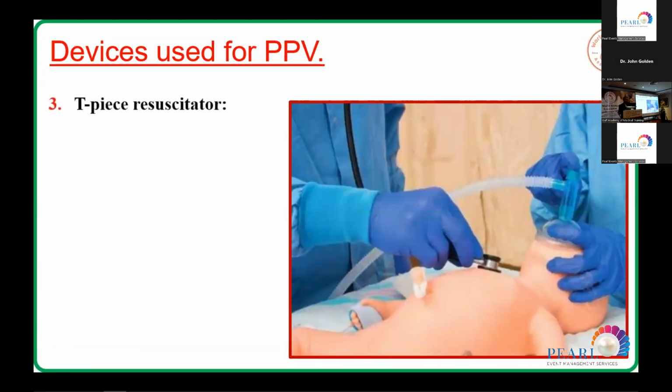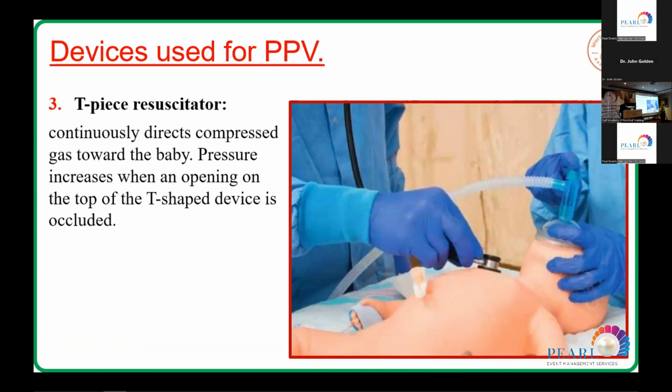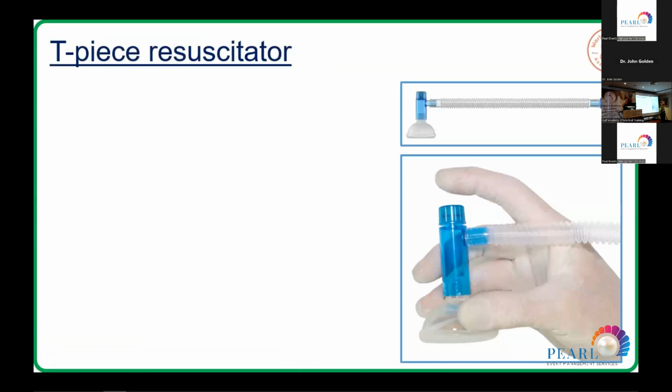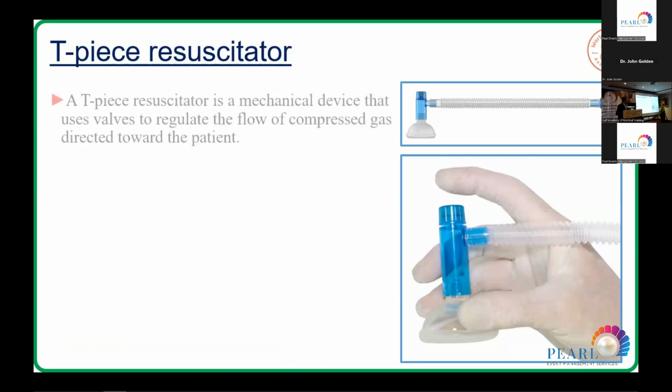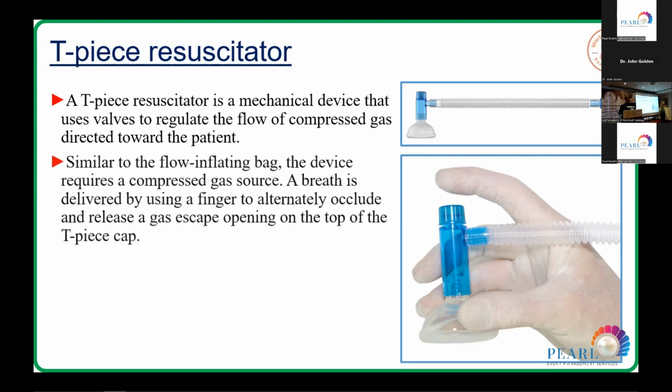The third one is the T-piece resuscitator. It continuously directs the compressed gas toward the baby. Pressure increases when the opening on the top of the T-shaped device is occluded. This is the machine of it. A T-piece resuscitator is a mechanical device that uses a valve to regulate the flow of compressed gas directed toward the patient. Similar to the flow-inflating bag, the device requires a compressed gas source. A breath is delivered using a finger to alternately occlude and release the gas escape opening in the top of the T-piece cap.